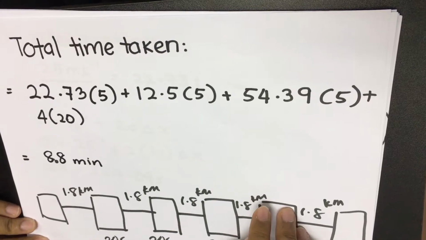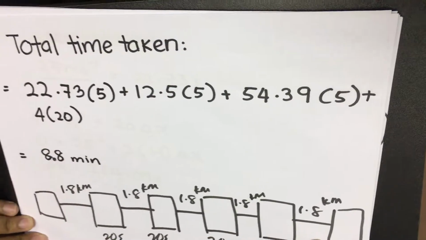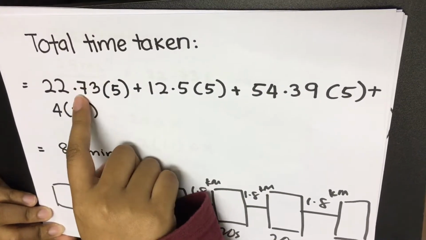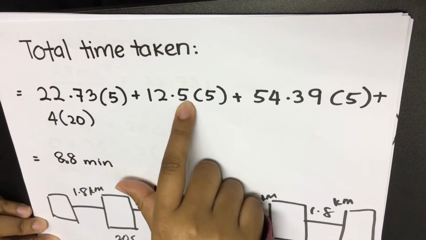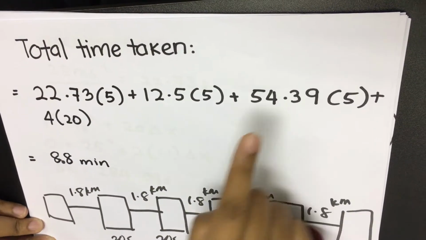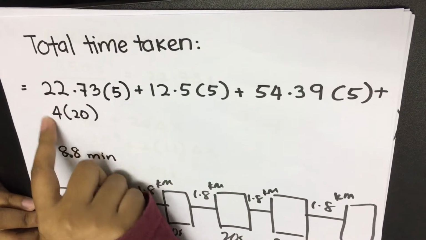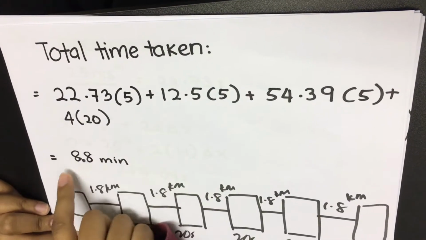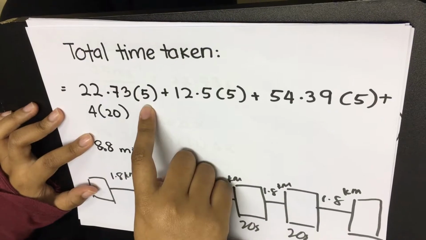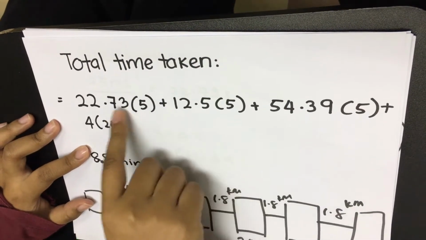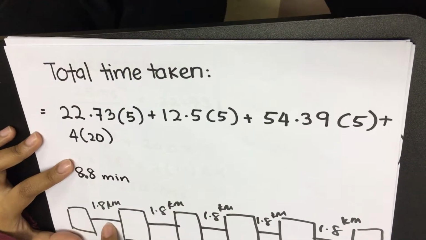The question asks us to find the time taken to come across all 6 stations. So we use the time taken when the train is at acceleration, deceleration, and constant, and also the time taken when the train is stopped at 4 stations. So we multiply it by 4, and we get 8.8 minutes. We multiply the time taken of the train when it moves by 5, because of 5 stations.